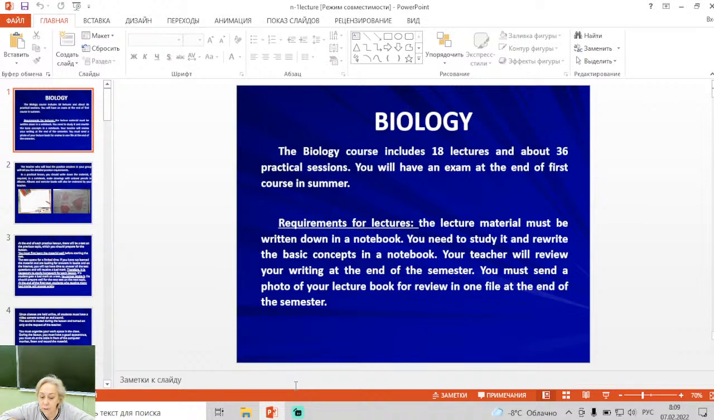What is the requirement for lectures? The lecture material must be written down in a notebook. You need to study it and rewrite the basic concepts in a notebook. Your teacher will review your writing at the end of the semester. You must send a photo of your lecture book for review in one file at the end of the semester.